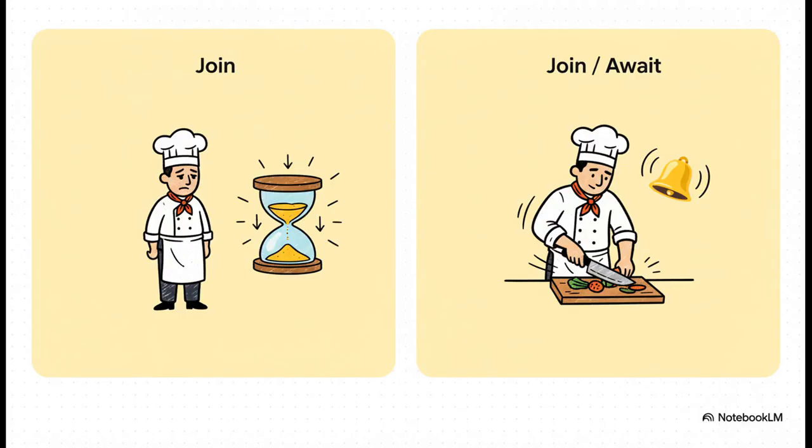And this really shows you the night and day difference. With a standard join, the program is either completely blocked, just sitting there waiting, or it's in this frantic loop, constantly checking. But with join await, the main thread is totally free to go do other important stuff until it gets that simple automatic tap on the shoulder. It is literally the difference between just being busy and actually being productive.